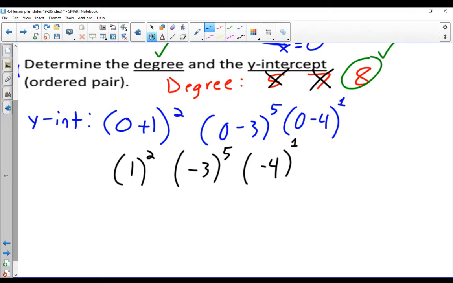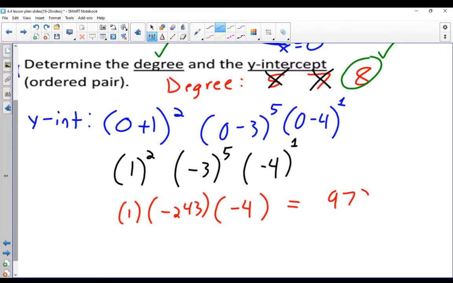So continue to simplify from here. 1 squared will give you 1. Negative 3 to the 5th should give you negative 243, and the negative 4 to the power of 1 is still negative 4. Now, multiply all three of those together, and you should get that your y-intercept is 972. I know what you're thinking. Oh my gosh, can I have a y-intercept that big? And the answer is yes. For these type of examples, you can get a y-intercept that big, and that is totally okay.